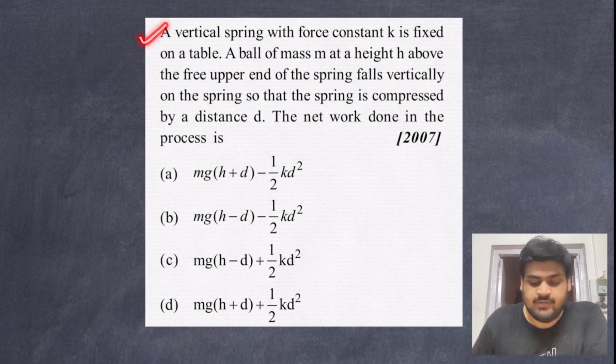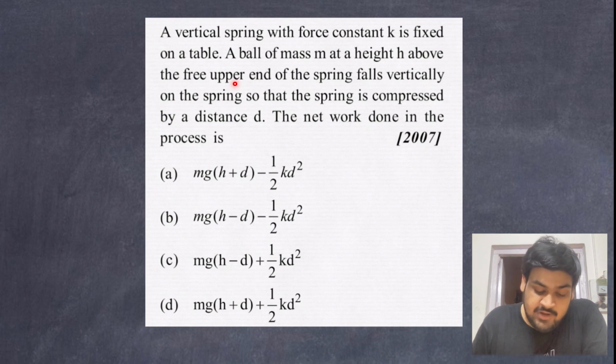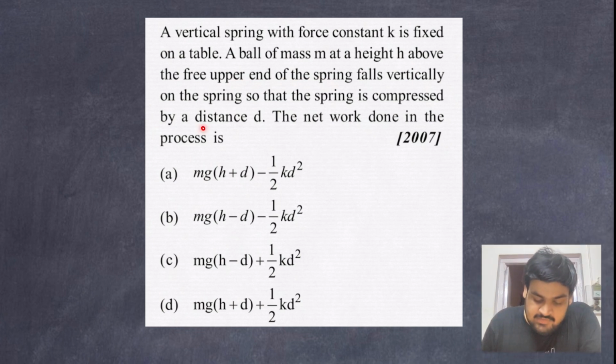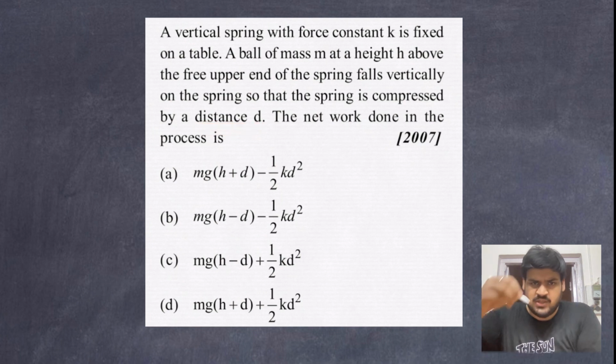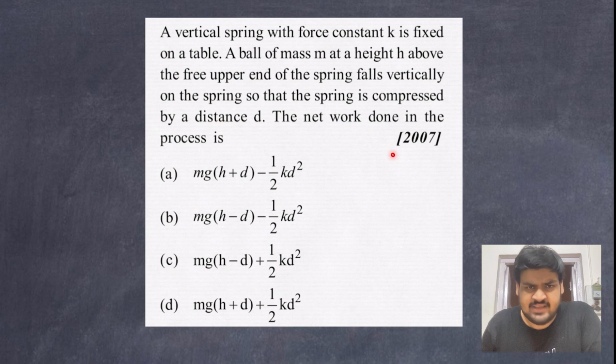Proceeding on to the first question. A vertical spring with a force constant K is fixed on a table. A ball of mass M at a height h above the free end of the spring falls vertically, so keep this sentence in mind. The ball falls on the spring so that the spring is compressed by a distance d. We need to find the total work done in this process.